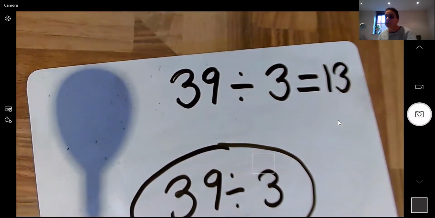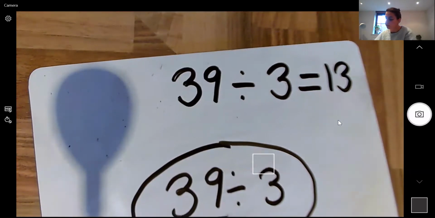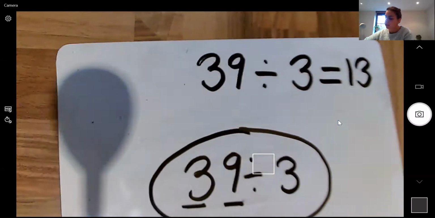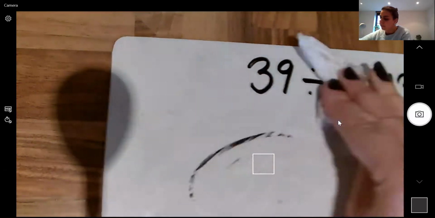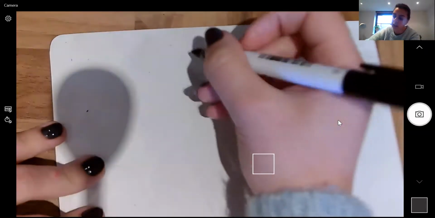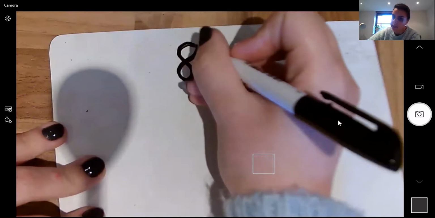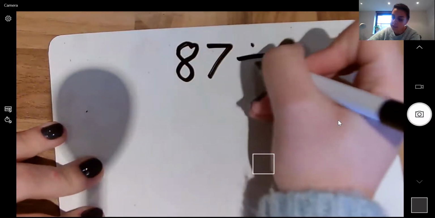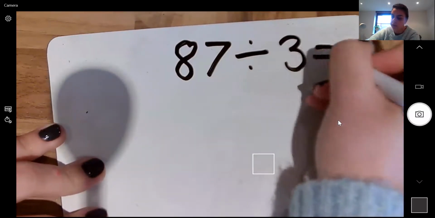Okay, we're going to go on to a slightly trickier one now. And I'm going to only do one example of the trickier one. And if you still need some help, that's absolutely fine. Just let me know in the live tomorrow. I'm happy to go over it again. So the example I'm going to give you now is slightly trickier. It's going to be 87 divided by 3.